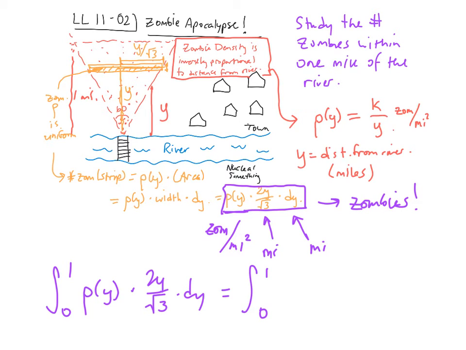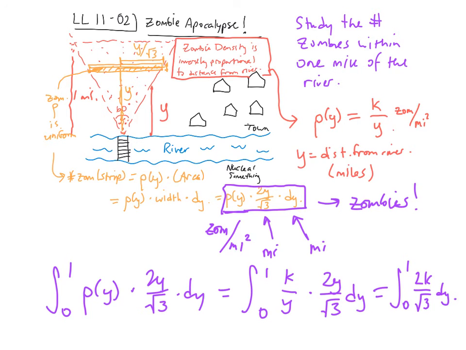Now remember, I don't have anything specific for rho of y. I just know that it's inversely proportional to y. So I'm going to put k over y there, times 2y over root 3, times dy. And then that's actually going to come out kind of nice. The y's cancel out, so I get 2k over root 3 dy.